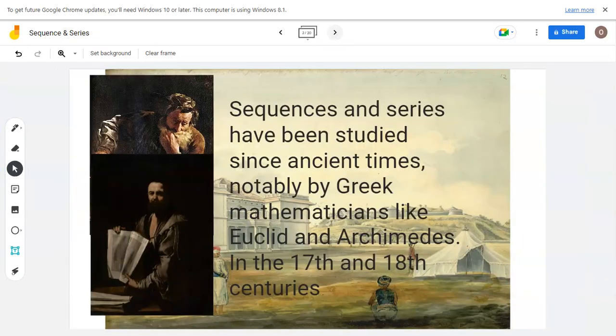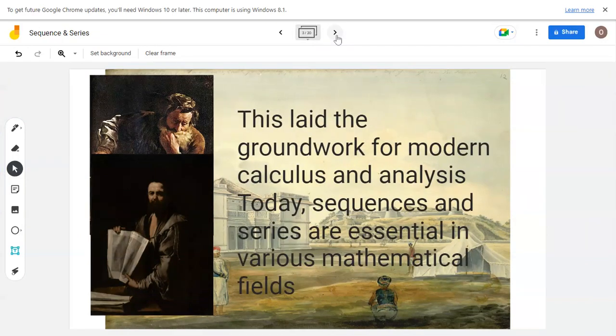Sequences and series have been studied since ancient times, notably by Greek mathematicians like Euclid and Archimedes, and in the 17th and 18th centuries. This laid the groundwork for modern calculus and analysis. Today, sequences and series are essential in various mathematical fields.